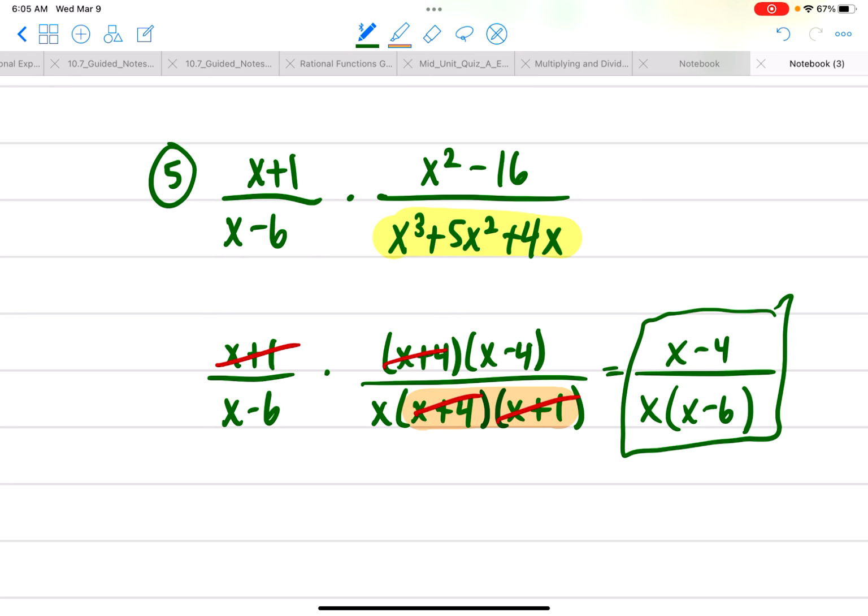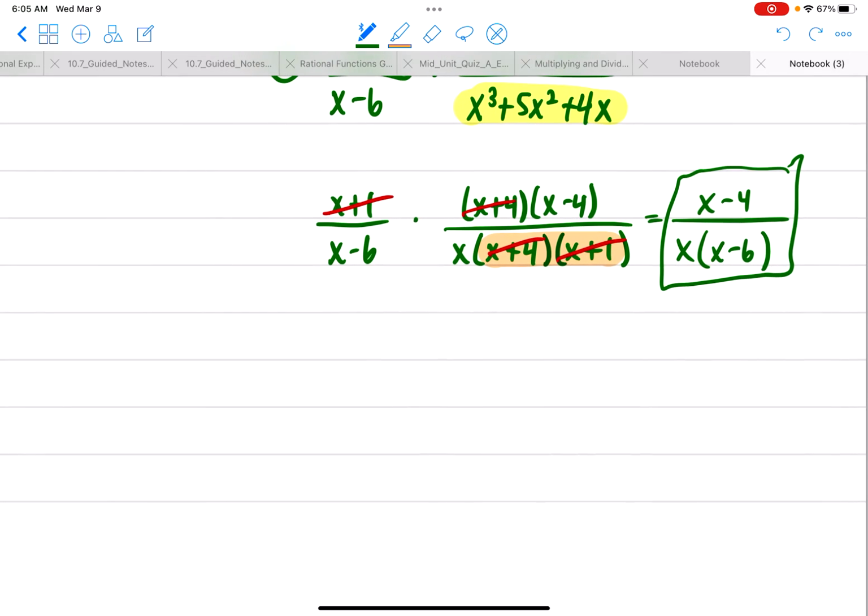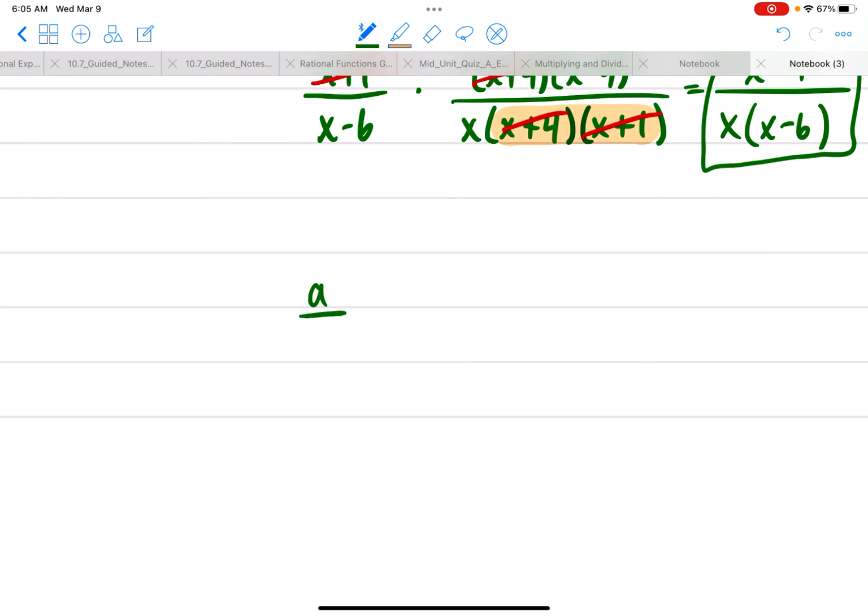You cannot cancel anything here. Don't try to cancel the x's. Don't try to cancel these x's. The 4 and 6, you can't cancel those. Why? Because there's subtraction there. Okay, so remember, if you ever have a fraction like a over b divided by c over d, this is the same thing as a over b times d over c. You're just going to flip that second fraction there.